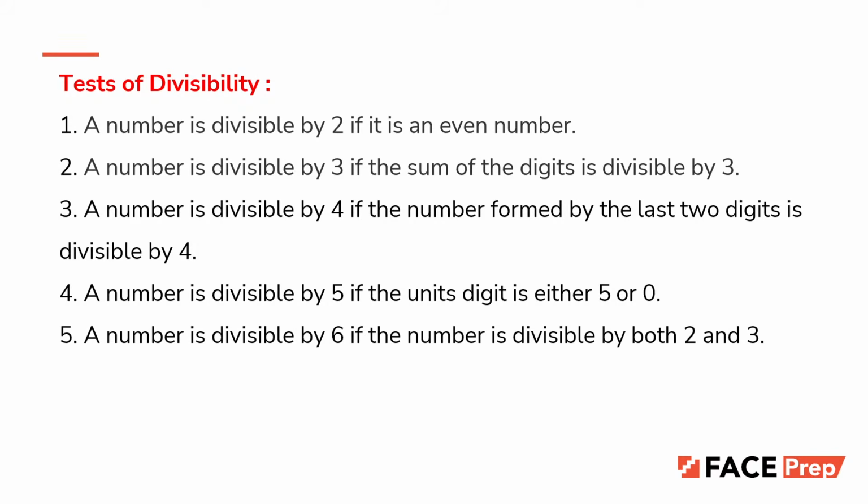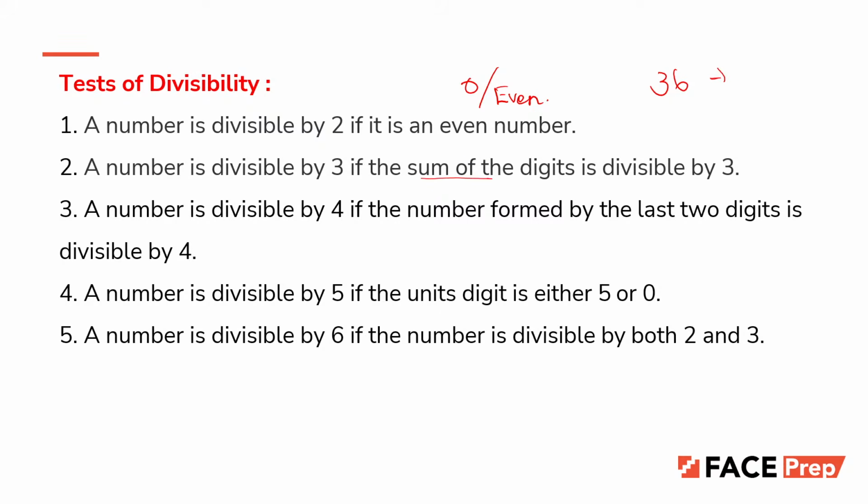Now if they have given you the number 2, I may check the last digit, the unit digit, whether it is an even number or not. Either it should end with 0 or any even number, right? And for 3, we have to take the sum of the digits. Let's take a simple number like 36.